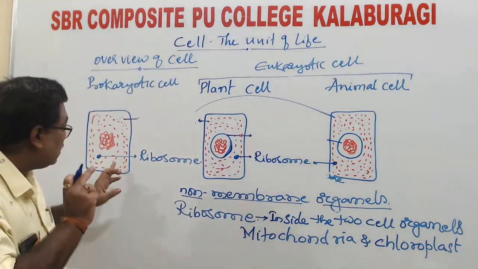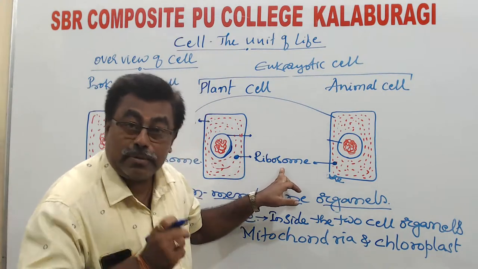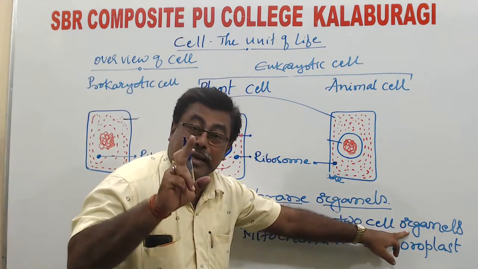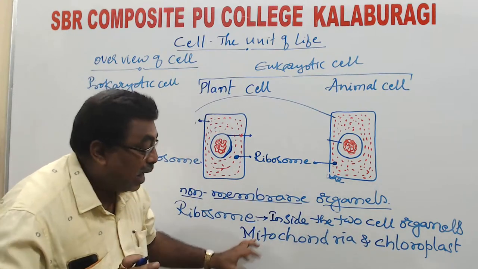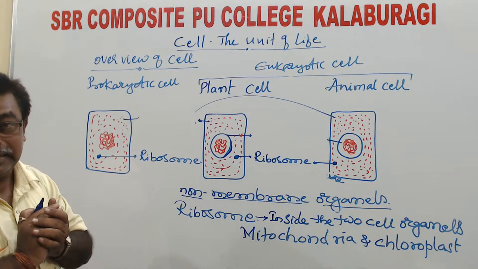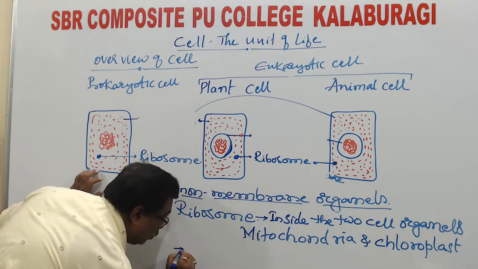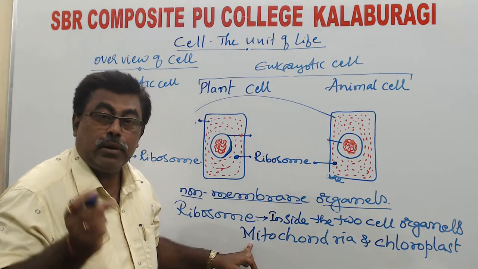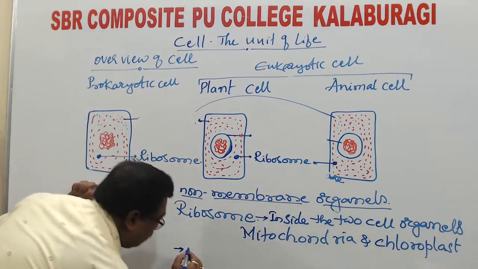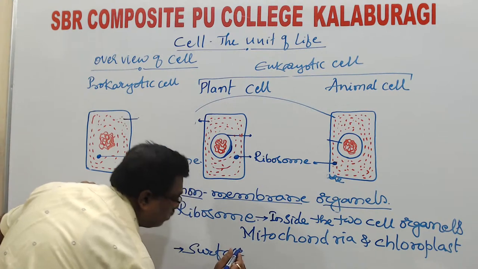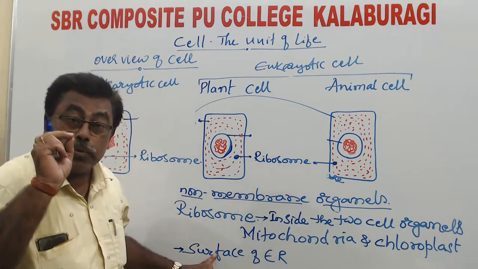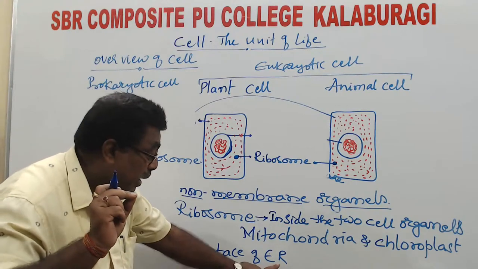In both cells, the ribosomes are present in the cytoplasm of the cell. Along with this, the ribosome is present inside the two cell organelles called mitochondria and chloroplast. In these two organelles, the ribosomes are present. Along with this, the ribosomes are also present on the surface of the endoplasmic reticulum.